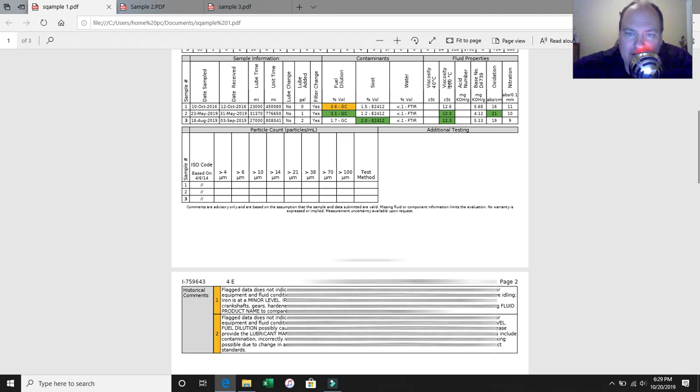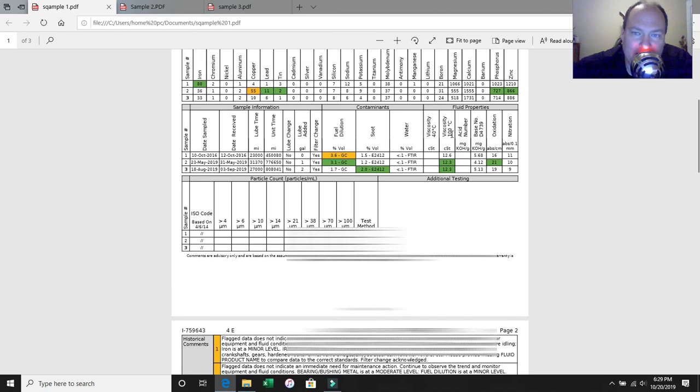Okay. This here, they just measured the viscosity of the oil. You can see here, I've got a drop in viscosity. Well, let's look over here. Fuel dilution. Fuel dilution will cause the viscosity to drop. Also, just wearing out of the oil will cause the viscosity to drop.